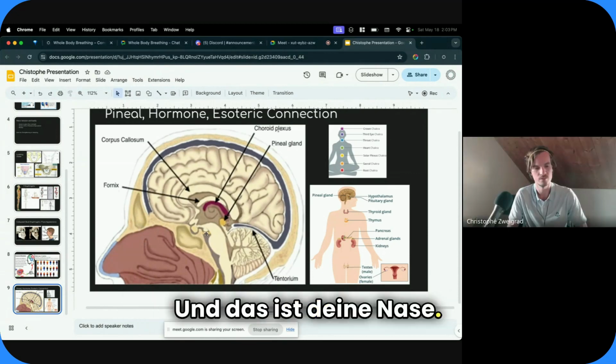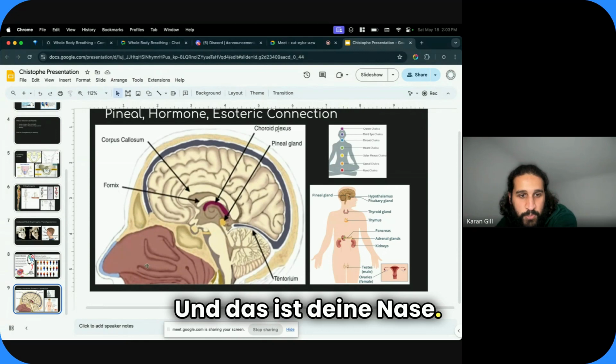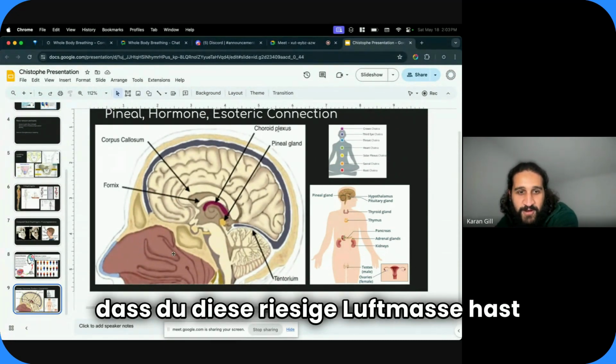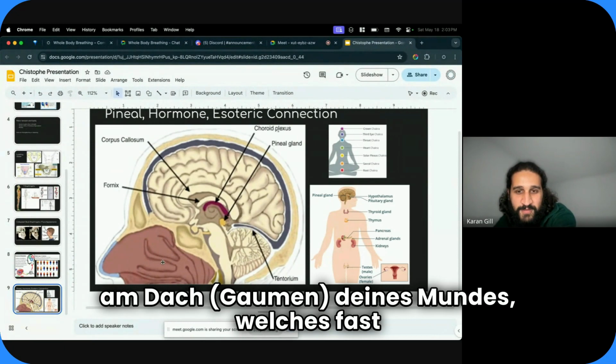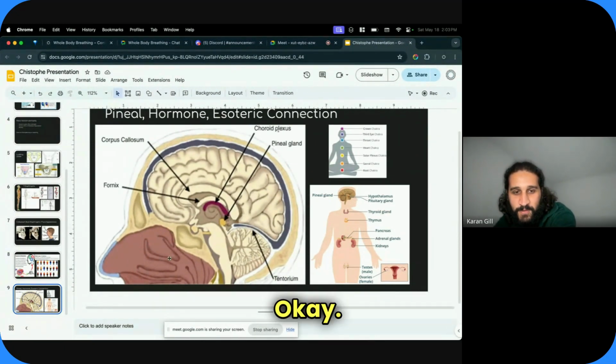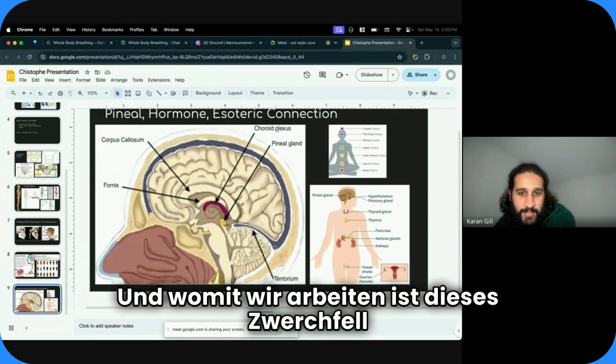Okay. And this is your nose. So this is your nasal airway. So the air is going to come in through here. And people don't pay enough attention that you have this huge amount of air above the roof of your mouth that goes up almost between your eyes.